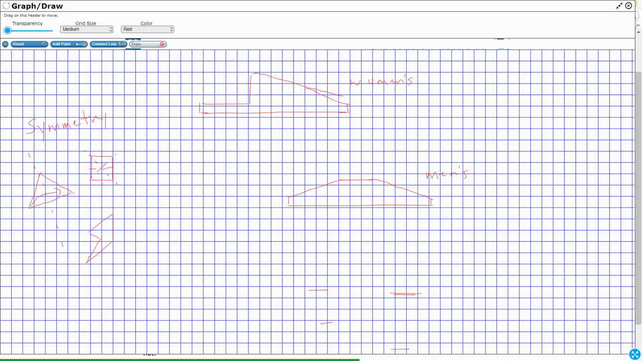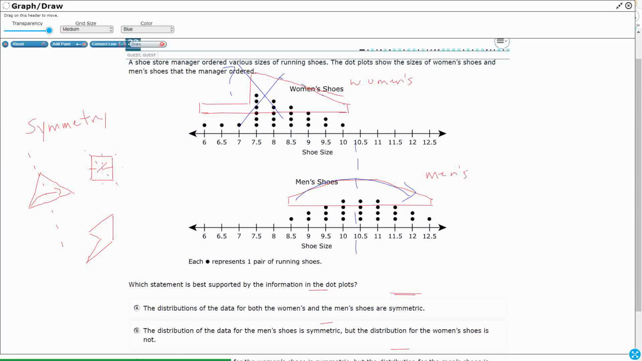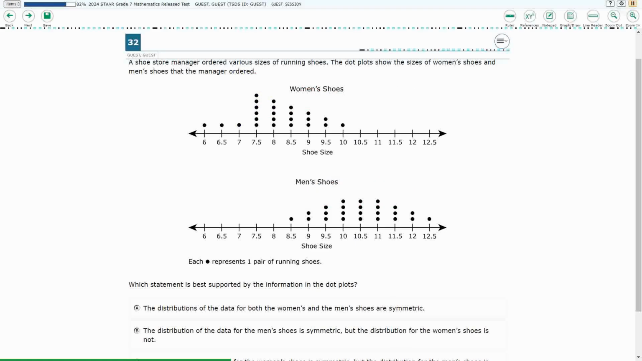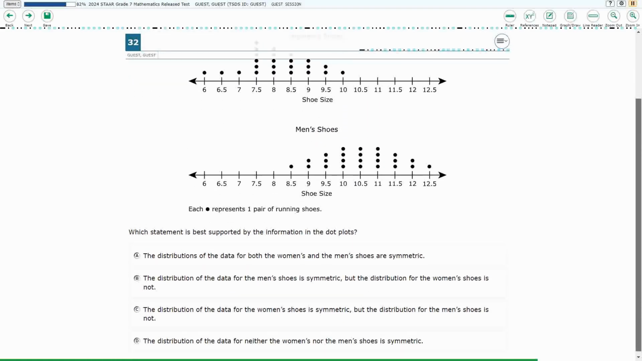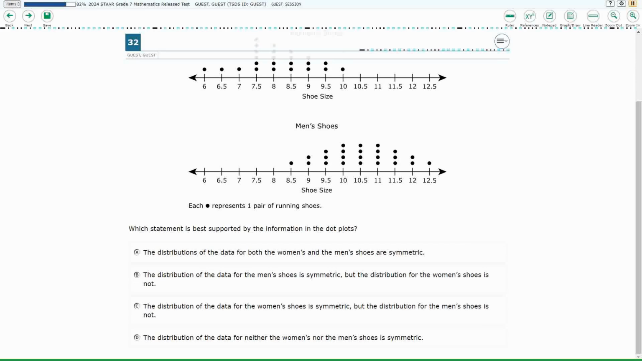Do we see a line of symmetry? Well, for the women's, I don't, because it's going to go up right here, and then it's missing something right there. So I don't see a line of symmetry. But for the men's, look, I see a line of symmetry right down the middle. You can fold one half over, and it's perfect. So the women's does not have a line of symmetry. The men's does have a line of symmetry. And so let's see which one of those talks about that. The distribution of the men's shoes is symmetric, but the women's is not. That is going to be B, and that is our answer.